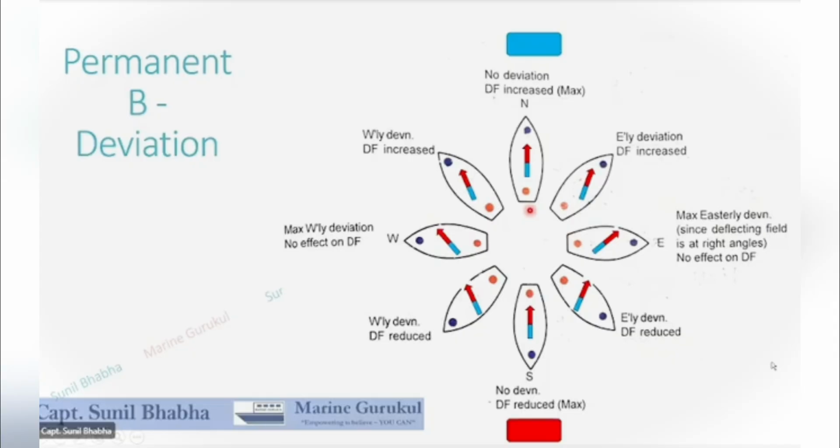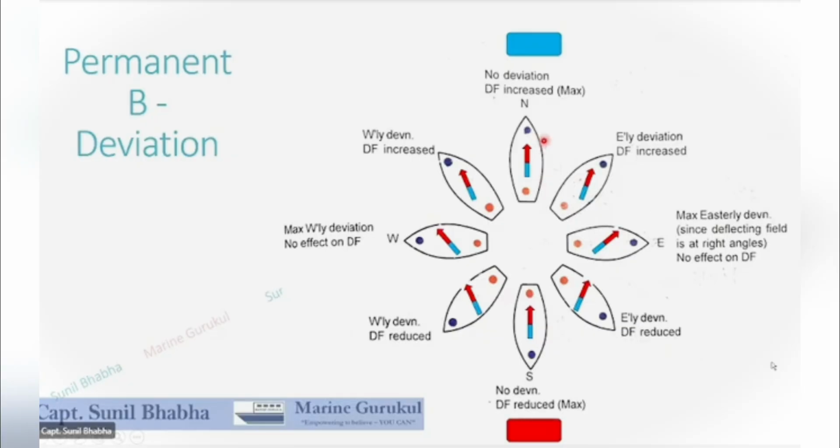Now, how does this permanent magnetic field of the ship in the horizontal direction, fore and aft direction, going to affect our compass? Let us see it heading by heading. Now, with the ship heading in the northerly direction, we have a blue bow and we have a red stern. The compass needle is shown in the middle of the ship. We know that the end of the compass needle pointing towards north is the red end, and the one pointing towards the south is the blue end.